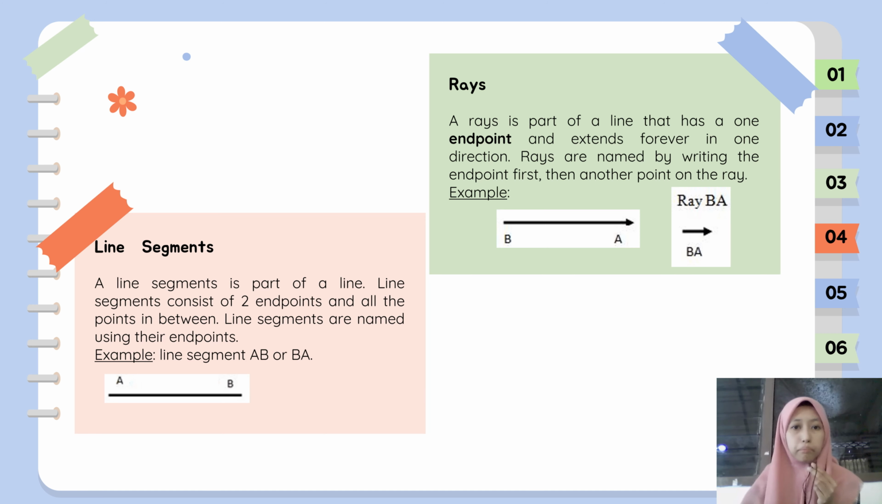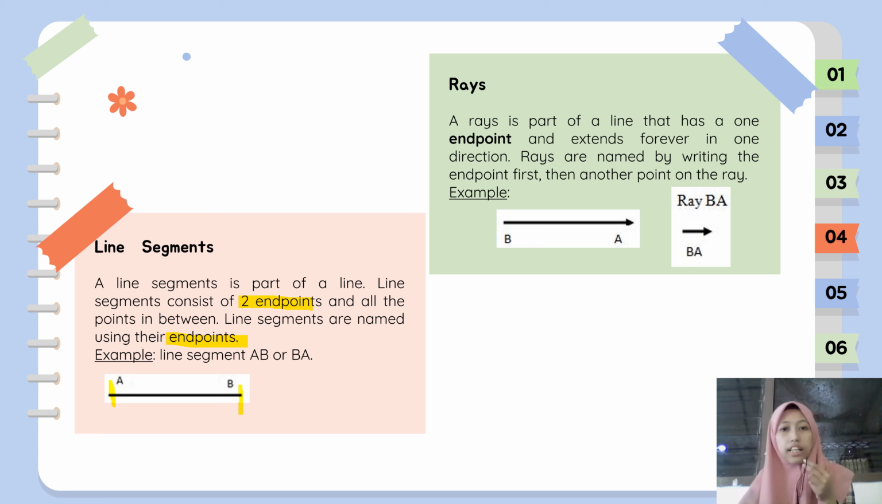Okay, this is a line segment. A line segment is a part of the line. A line segment consists of two endpoints and all the points between. Line segments are named using their endpoints. For example, this is the line, this is an endpoint, and this is an endpoint. So the line segment can be called line segment AB, or BA.